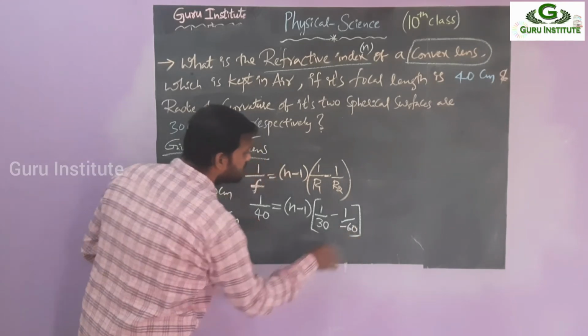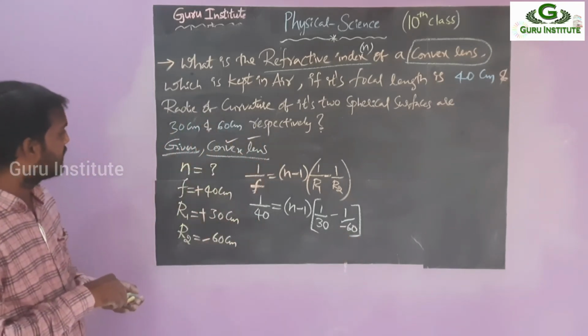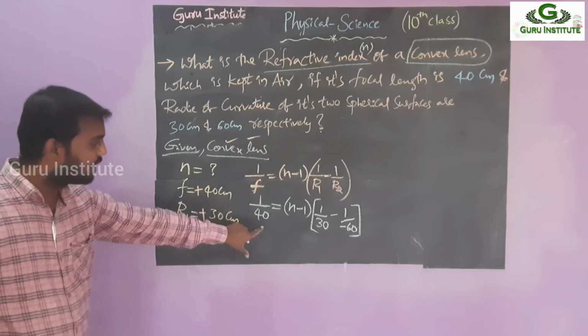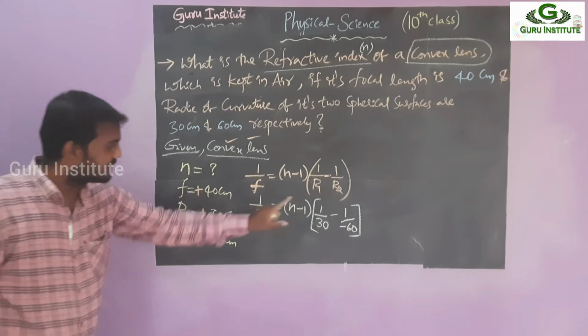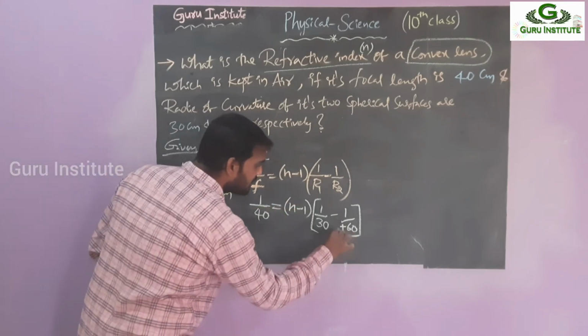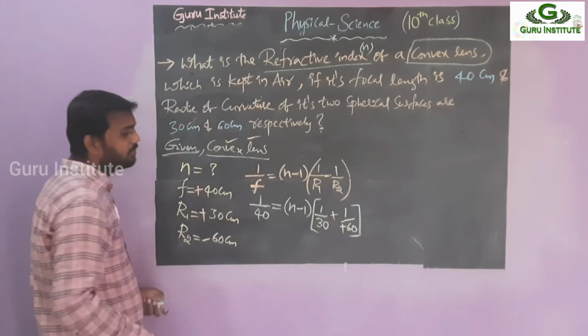This is important, so let's once again check the pluses and minuses. 1 by f, f is 40 only. n minus 1. R1 is positive, R2 is negative. Minus 1 by minus 60, so minus minus, this should be positive.